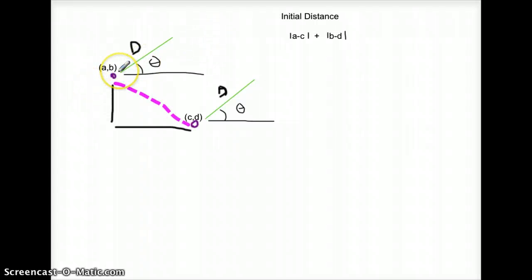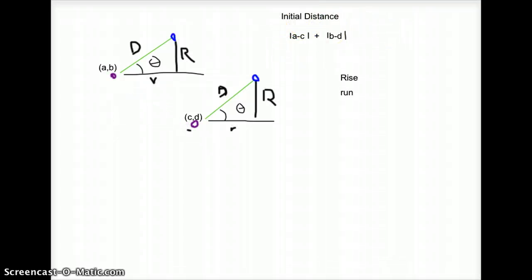So I'm going to start by finding the initial distance between point AB and point CD. And that initial distance is A minus C units down plus B minus D units over. So that's how I get this equation. So now I'm going to turn this into a triangle, and I'm going to label the distance that each point moves. So I'm going to label this capital R for my rise and lowercase r for my run.